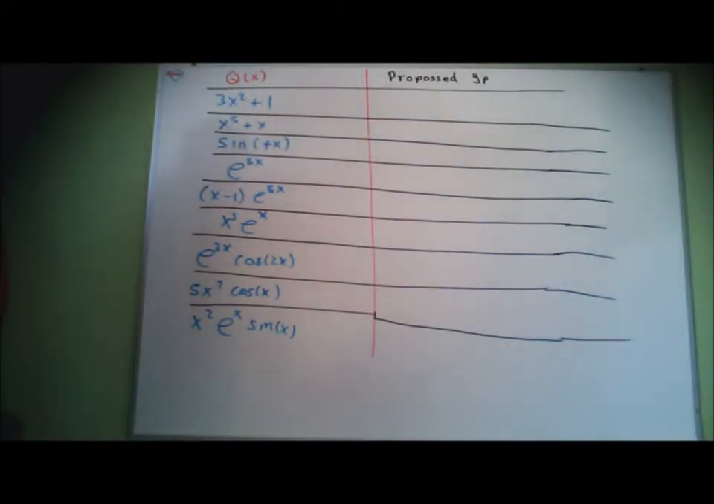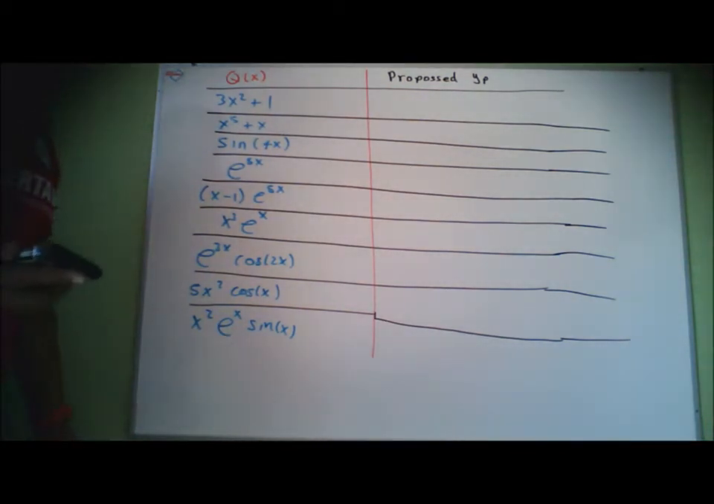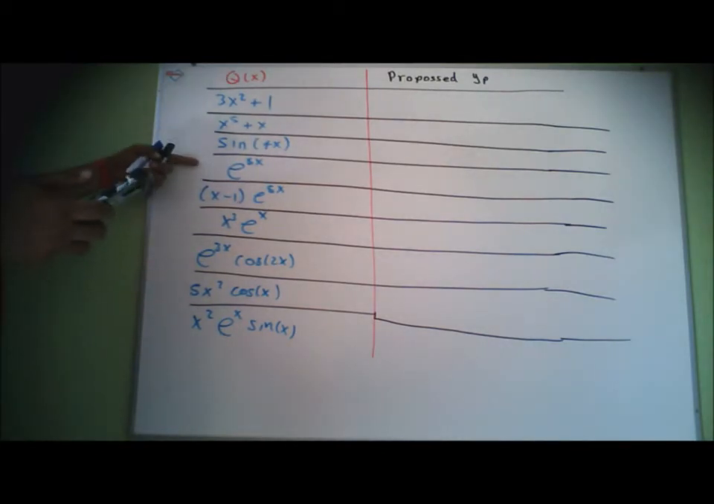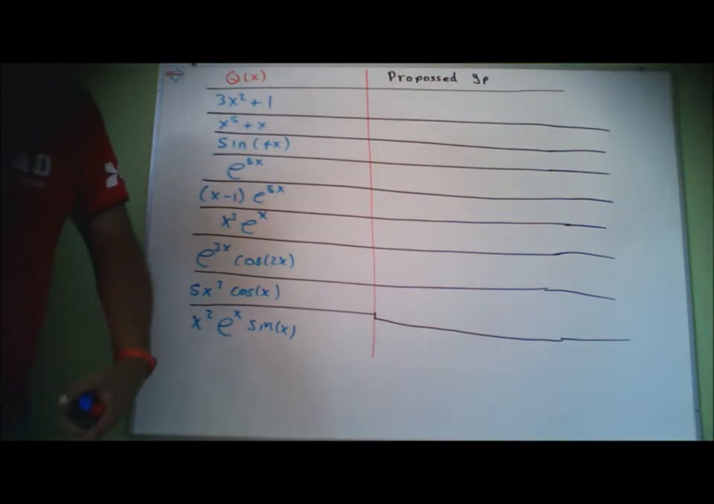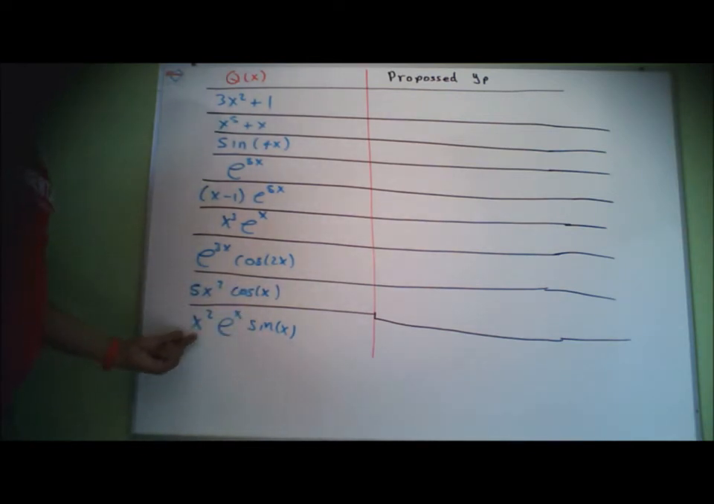Okay, in this video we are going to practice proposing the correct particular solution. We have seen the polynomials, the sine and the exponential. What we are going to see now is how to propose particular solutions when we have combinations. By combinations, I mean an exponential times a polynomial, an exponential times a sine or cosine, a cosine times a polynomial, and finally a polynomial times the exponential times the sine. That's that kind of combinations.